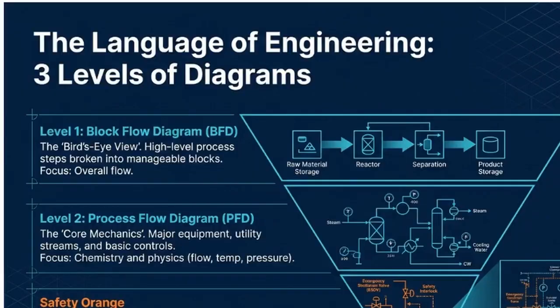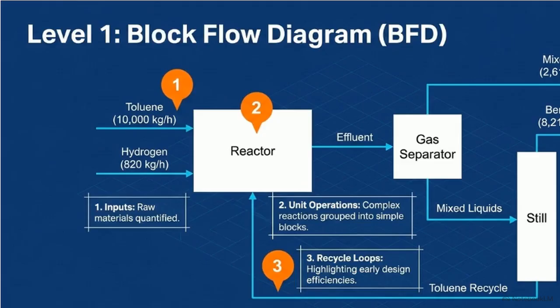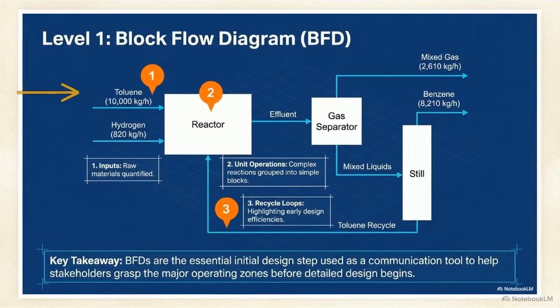Phase 2 is the logic. Here, complex chemistry is organized into a universal visual language using 3 tiers of increasingly detailed diagrams. Level 1 is the block flow diagram, or BFD. It breaks down complex chemical reactions into basic unit operation blocks and quantifies the raw material inputs. This provides stakeholders with a clear look at the major operating zones.